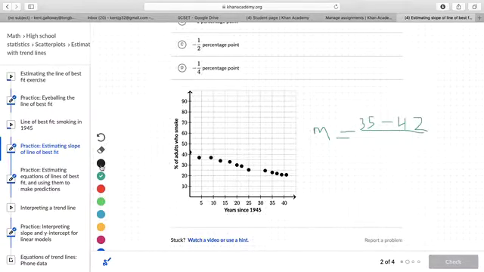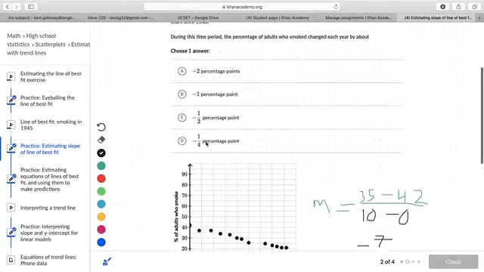over our x values, which is just, we said 10 years. So 10, which is our x2, minus 0. That's going to equal negative 7 over 10.